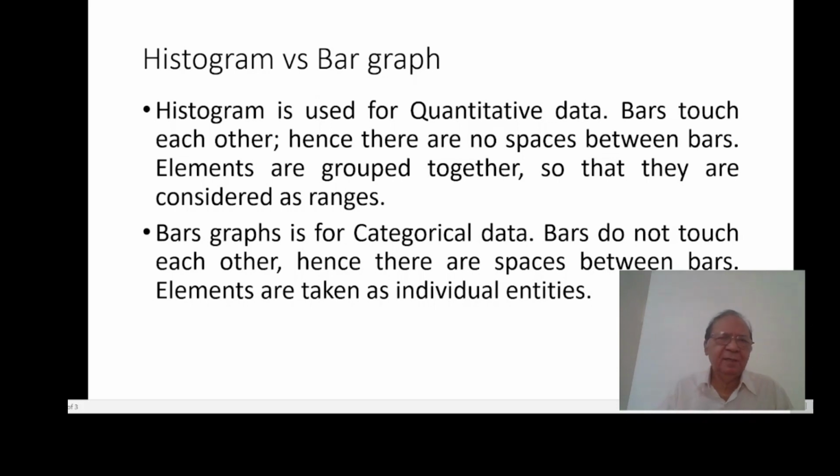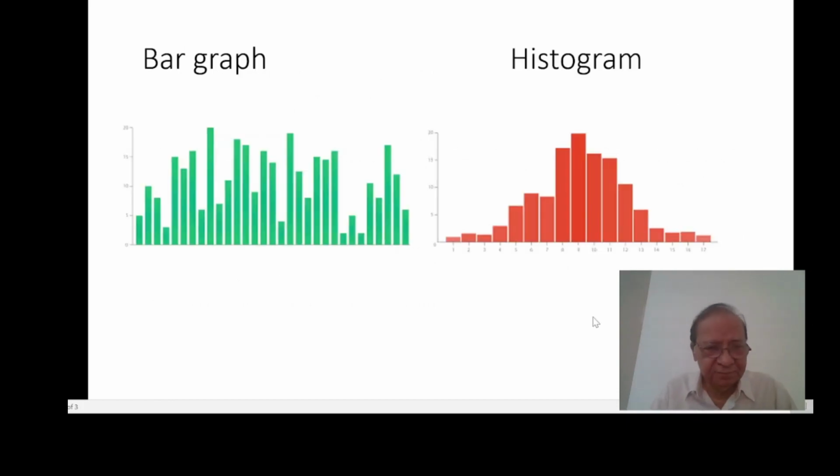Let us see the images of histogram and bar graph. See the bar graph. Bars do not touch each other, and they are for the categorical data. And for every item, frequencies have been shown. But in histogram, they group the data. And histogram is usually used to observe and visualize whether the data is normally distributed.